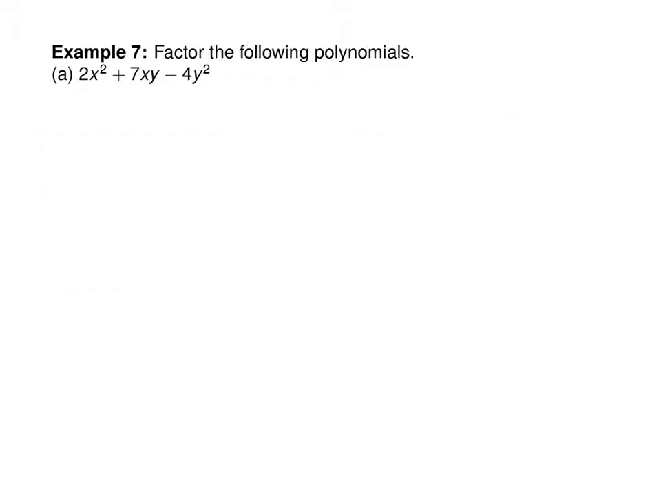Now this next one's a little bit different because it has x and y in it, but in general, the same principle applies. Just multiply that 2 and negative 4. So we need numbers that multiply to negative 8 and add to 7. And the numbers that satisfy that are 8 and negative 1.